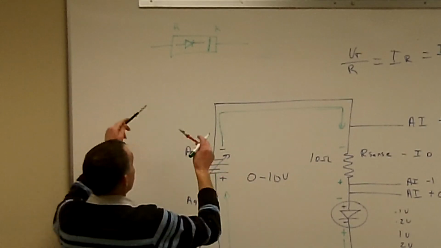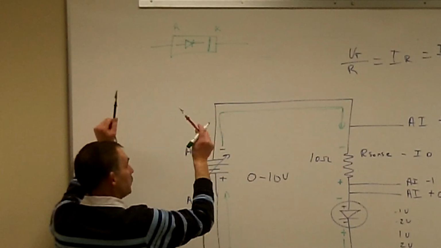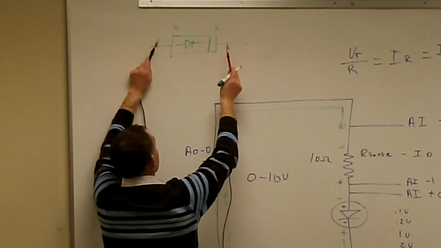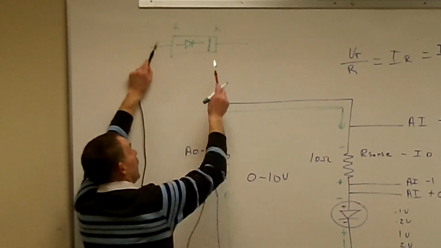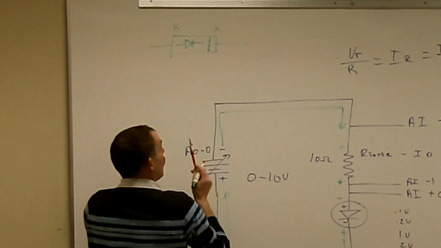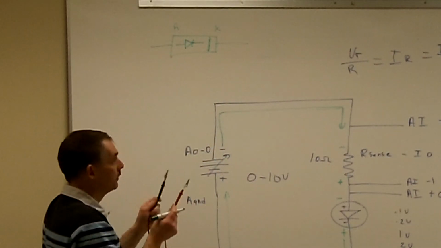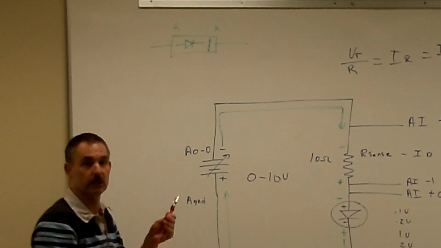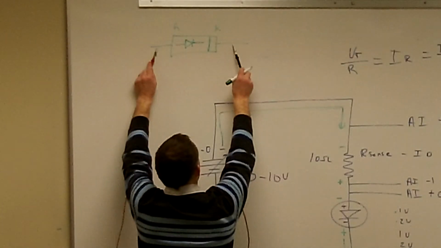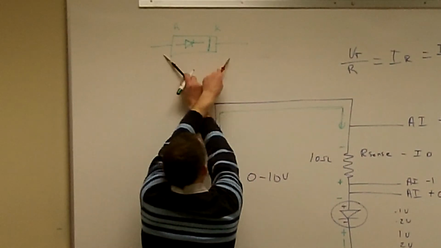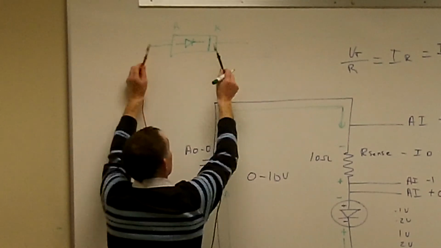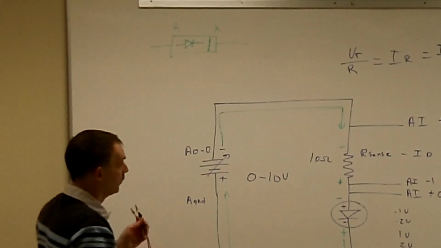But you always want to double check it. You want to flip your leads around just to make sure that diode isn't shorted out. So you put your black lead on the anode side and your red lead on the cathode side, and that diode should act like an open and should measure what for resistance? Infinite. Okay? So that's how we double check our diodes. We can make sure that they're good, and at the same time we can also make sure we know which side is the cathode and which is the anode.